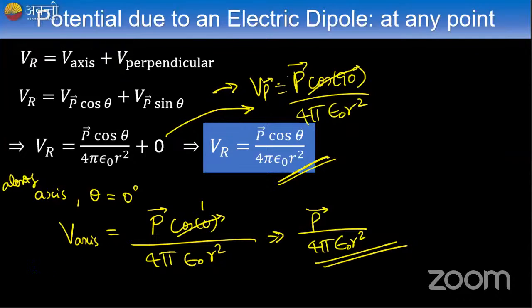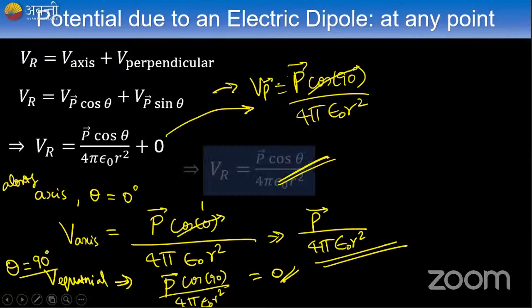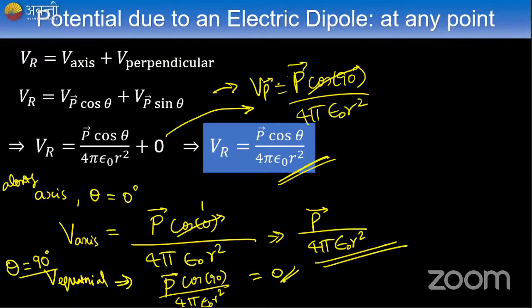Yes. Then if you want to find the potential at the equatorial point using this formula, what will be my theta value at the equatorial point? Theta will be equal to 90 degree, right? Then I'll get P cos of 90 by 4 pi epsilon naught r square, which is nothing but 0. So we got back the same expression. So this is the general expression for electric potential due to an electric dipole at any point. Okay, guys. Cool. Understood this?